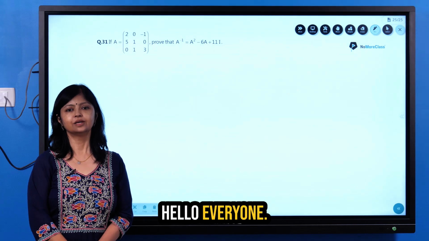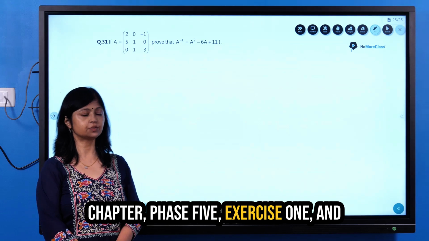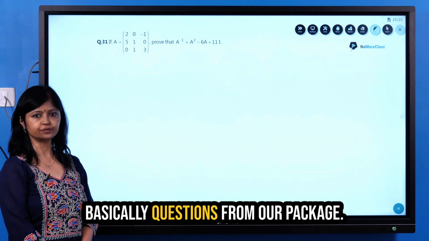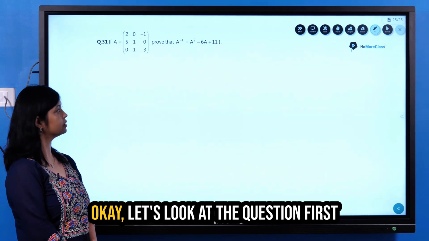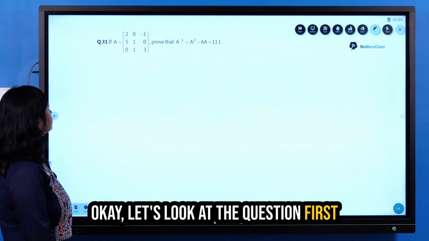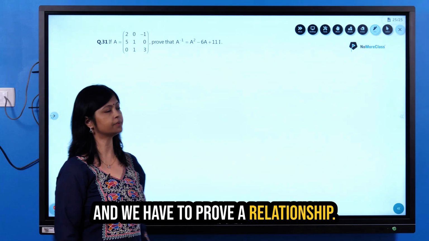Hello everyone. We are looking at the determinant chapter, phase 5, exercise 1, and basically questions from our package. This is question number 31. Let's look at the question first. The question is, a matrix is given to us and we have to prove a relationship.